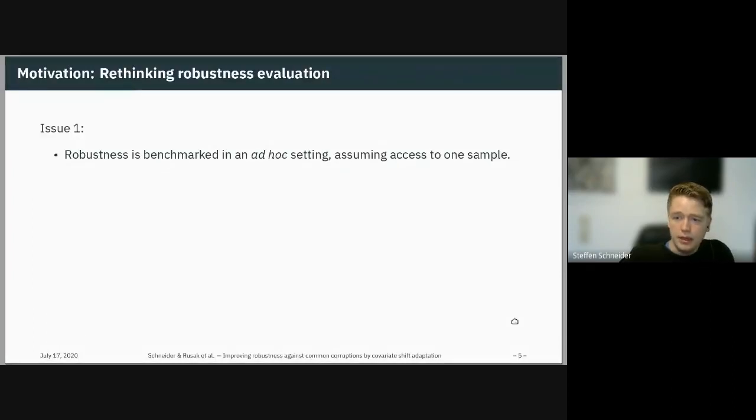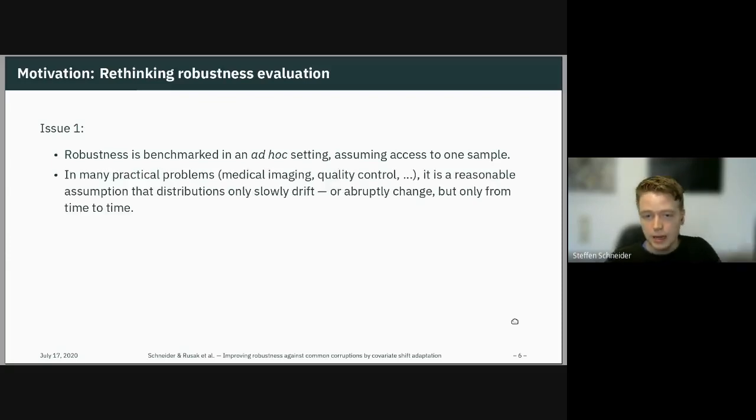Maybe thinking a bit about the motivation here. The first issue in the current robustness evaluation setting is that most work focuses purely on an ad hoc setting. That means you are given access to one sample, and from sample to sample, the corruption that you're testing on can completely change. You basically have no information whatsoever about which condition you're now testing on. In many practical application settings, that's definitely interesting, but we can think of many settings where this assumption is a bit too strong. These settings could be things like medical imaging or quality control. There we could assume that we have at least access to a few samples where we know that they are roughly taken under similar imaging conditions.